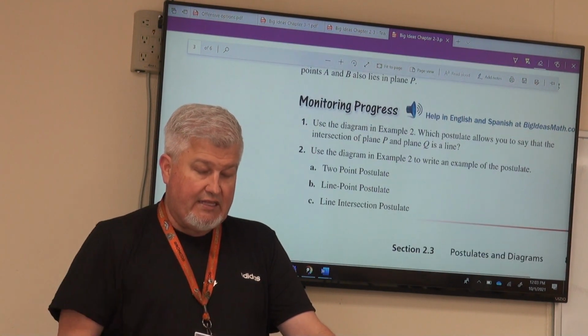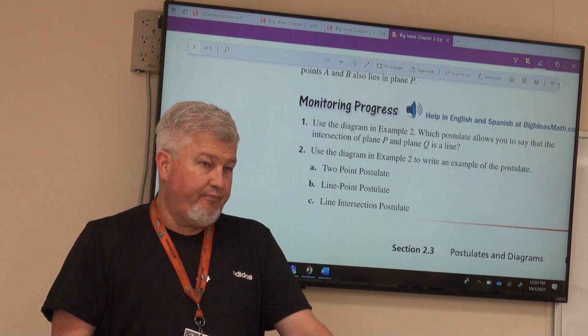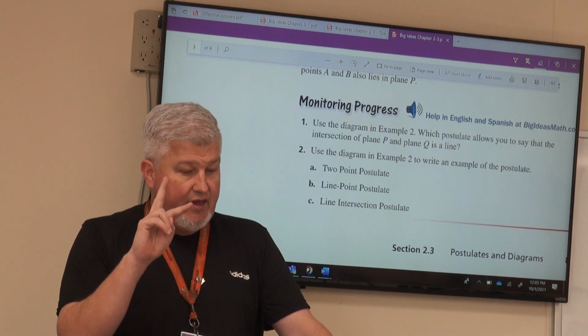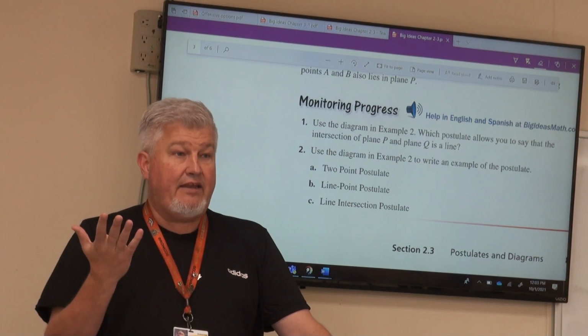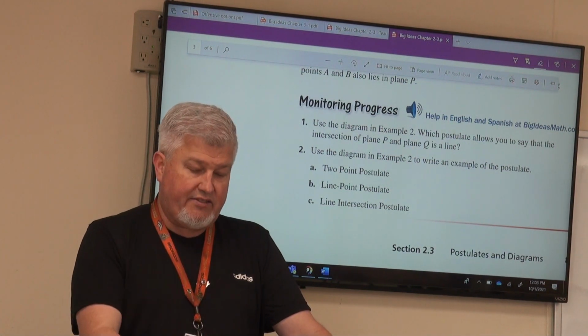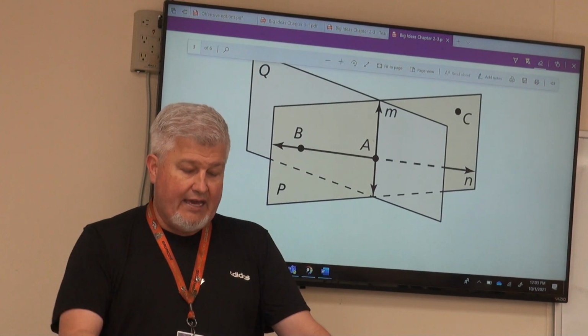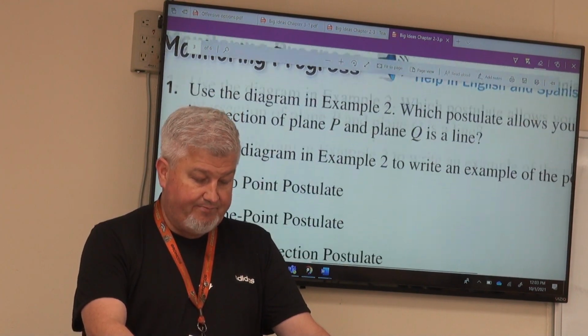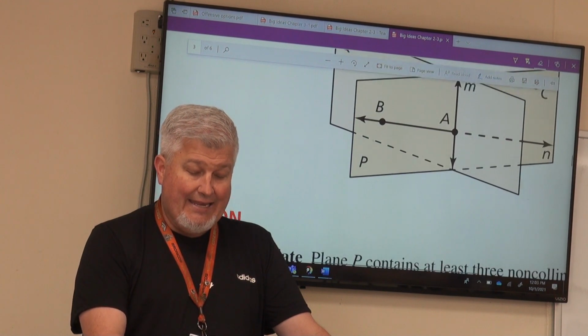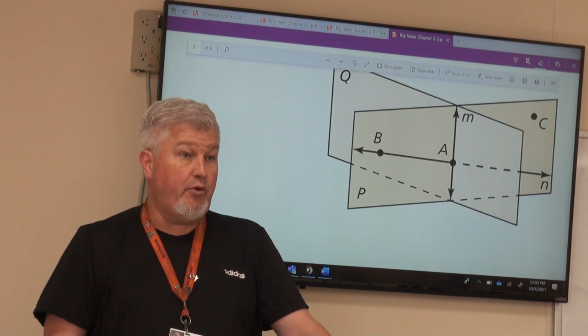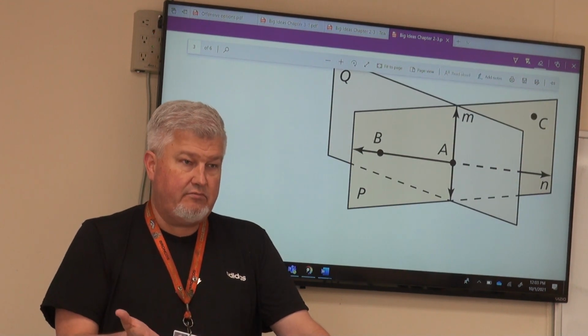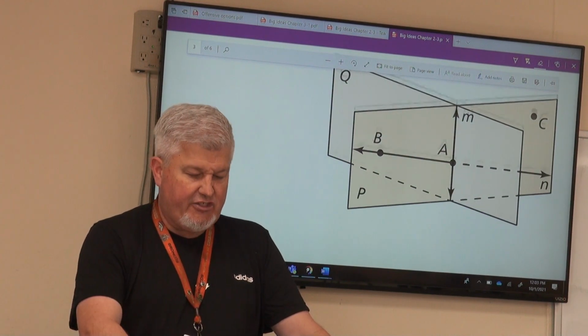The next one says the line point postulate, which is just the converse of the other one. Any line contains at least 2 points. So for this particular one, you would say, for the line point postulate, line N contains at least 2 points, and line N's 2 points are points A and B. Okay, it's just the reverse of what we did.